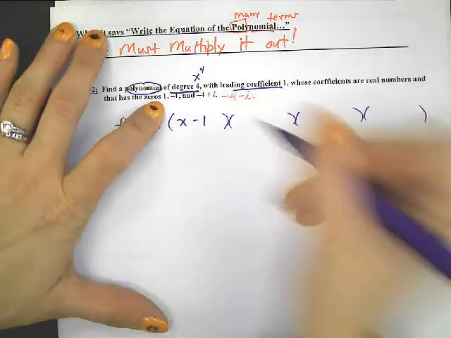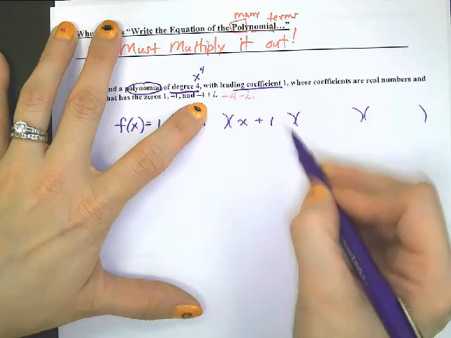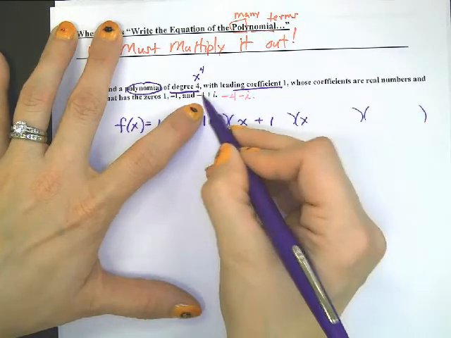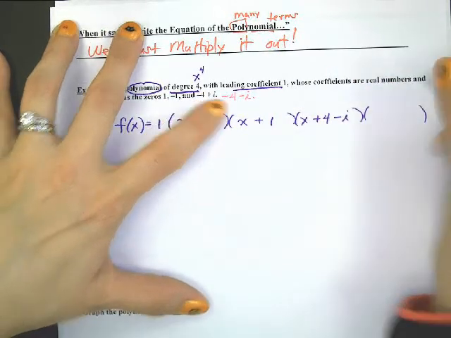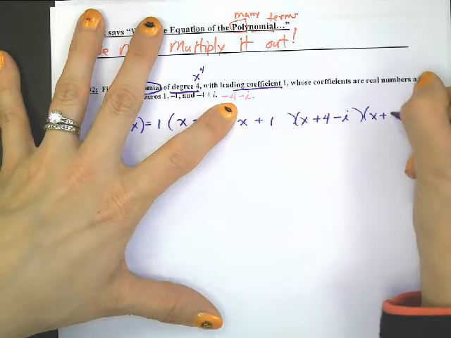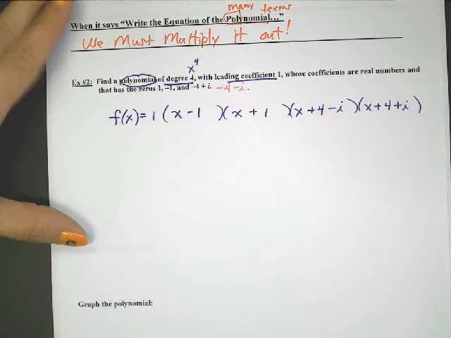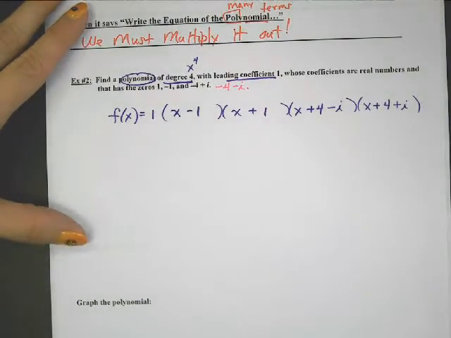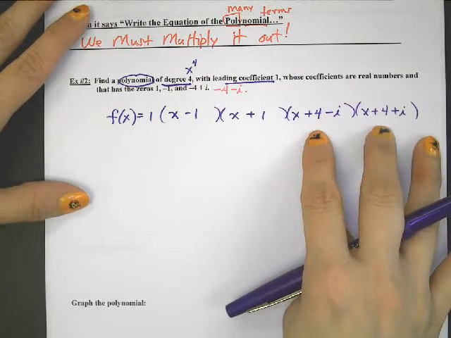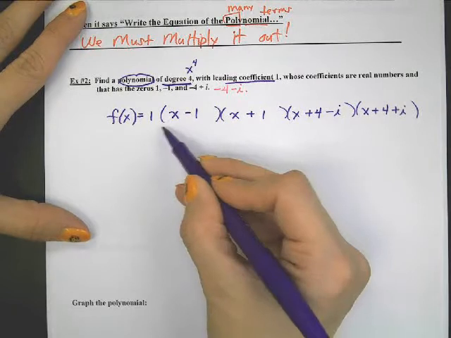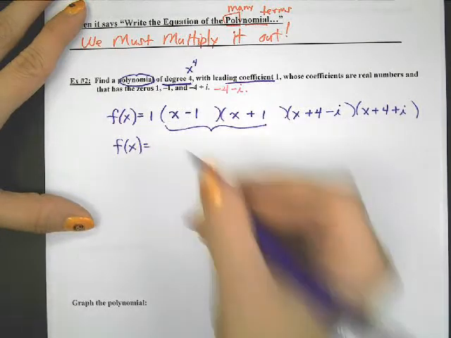Okay, now we can do this. x minus 1. x plus 1. All right, don't forget to put x. Here we go. x, change, plus 4 minus i. Here we go. x plus 4 plus i. Okay, now we have to multiply these together. I am going to show you a trick that's going to make this part here a little bit easier. Okay, first of all, let's definitely multiply these two, because those are conjugates. Those are going to make a nice difference of squares.